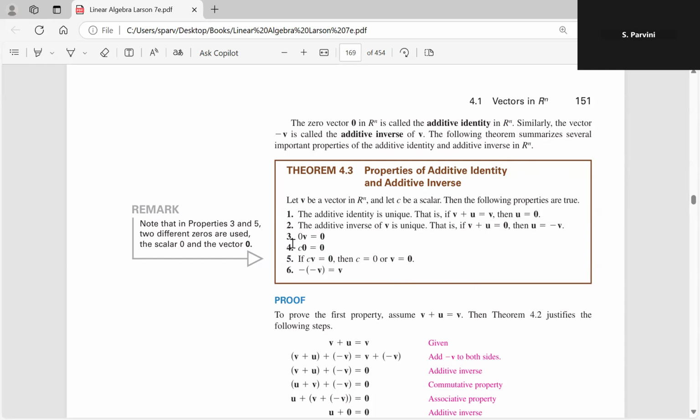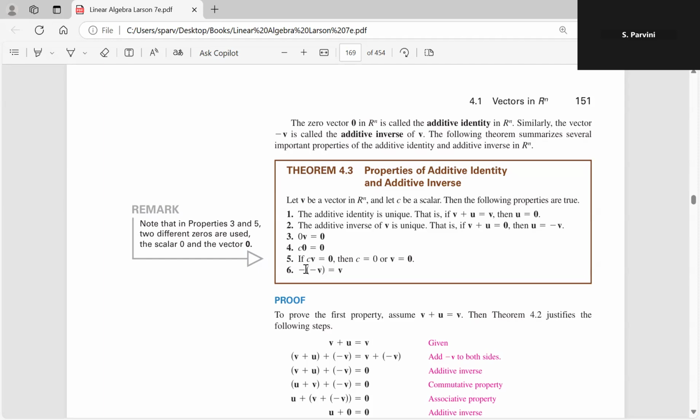Number 3, 0v equals 0. Now here you've got to be careful. Remember the first 0 doesn't have an arrow, so that's a scalar. The 0 to the right is a vector quantity because it's in boldface. So scalar 0 times any vector turns that vector into a 0 vector. That's property number 3. Number 4, scalar c times the 0 vector doesn't do anything to the 0 vector. In other words, any scalar multiple of the 0 vector is the 0 vector.